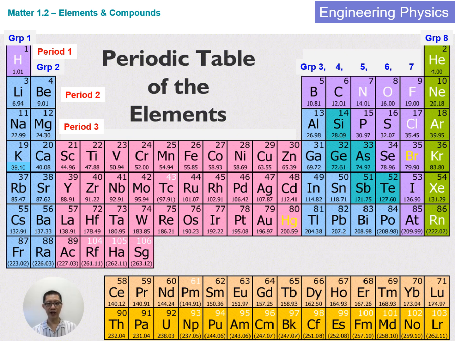Columns, known as groups, contain elements with similar chemical properties and the same number of valence electrons, or outermost shell electrons. For example, group 1 elements are metals and are very reactive with 1 valence electron, or 1 outermost shell electron, while group 8 elements are noble gases, which are stable and unreactive with 8 valence electrons, or 8 outermost shell electrons.